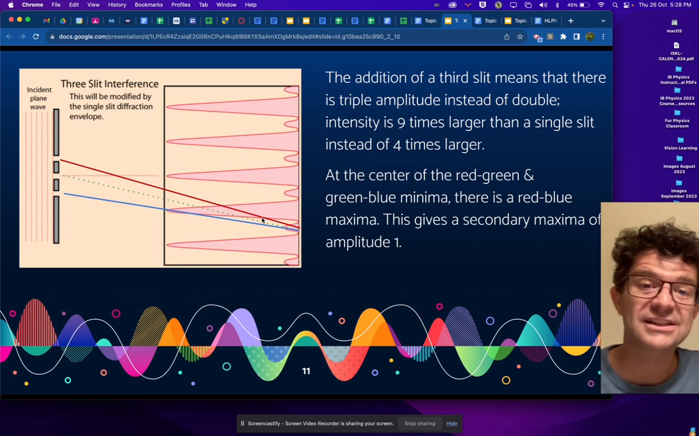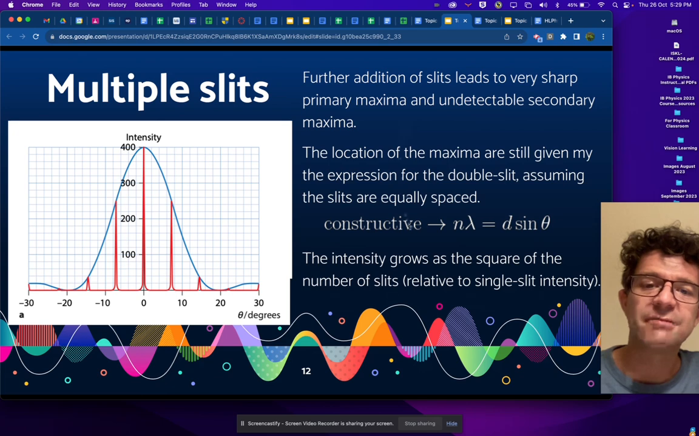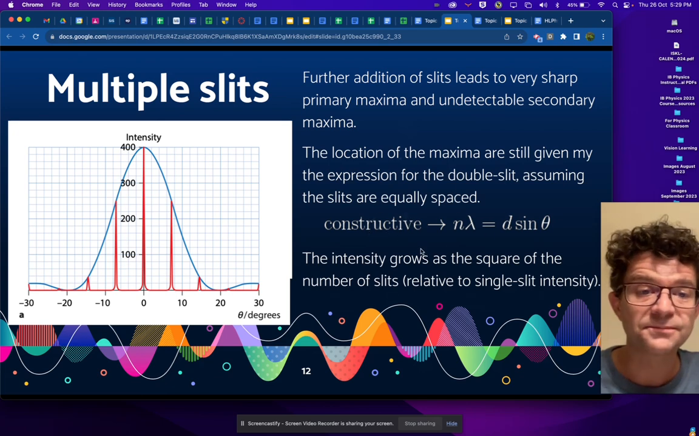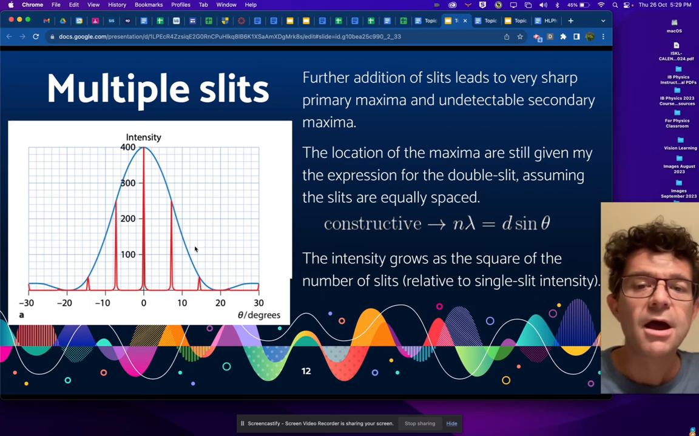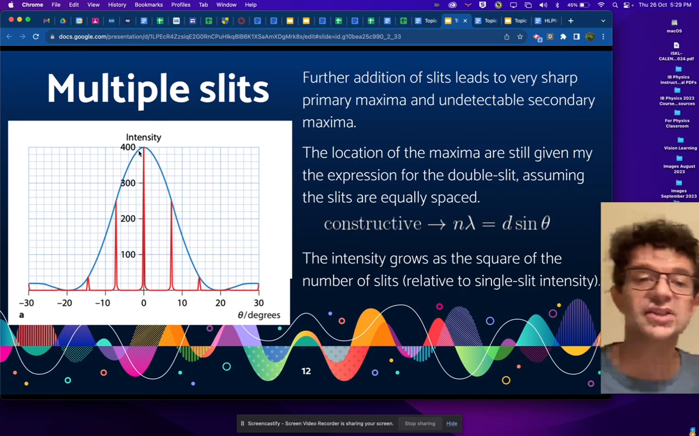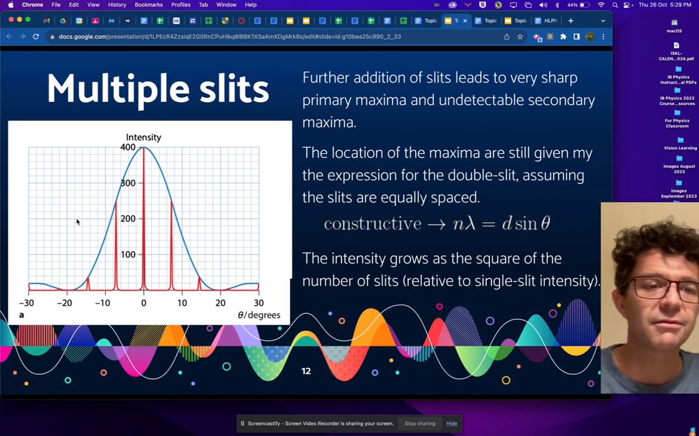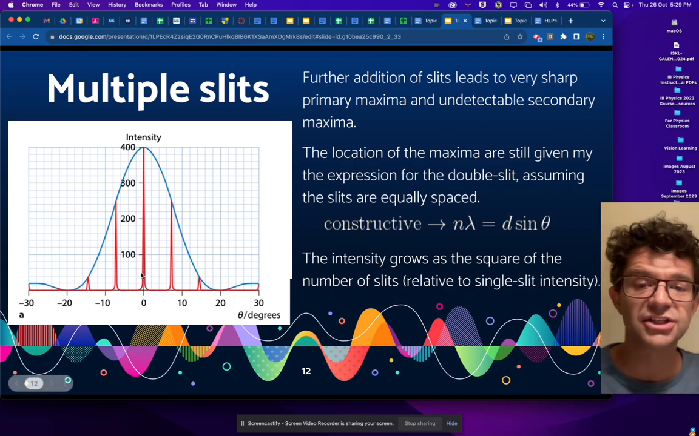As you get to more and more slits, this becomes much more difficult to work with. But the main thing is that we know that constructive interference is going to occur at the same location. You will have secondary maxima until they become almost undetectable with a large number of slits. And the intensity of that central maxima is going to go as the square of the number of slits relative to the intensity of light coming through one slit. So that's what happens with multiple slits. Doesn't change the spacing, does change the intensity, does change the sharpness.